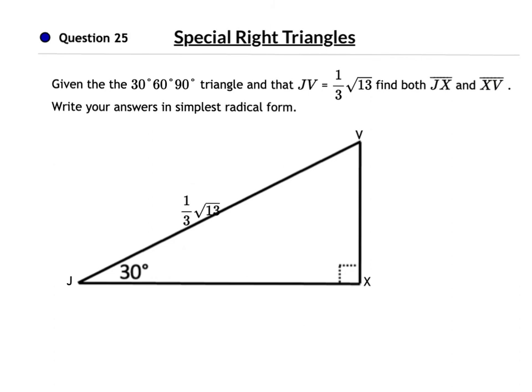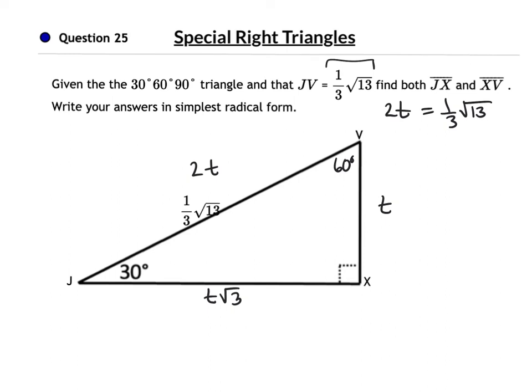Question 25 is another 30, 60, 90. The hypotenuse is 2t. Between the 60 and the 90 is the t. It's half the hypotenuse. Between the 30 and the 90 is the t root 3. My equation then, my corresponding sides are 2t and 1/3 root 13. It's up here if you can't quite read it on the picture.